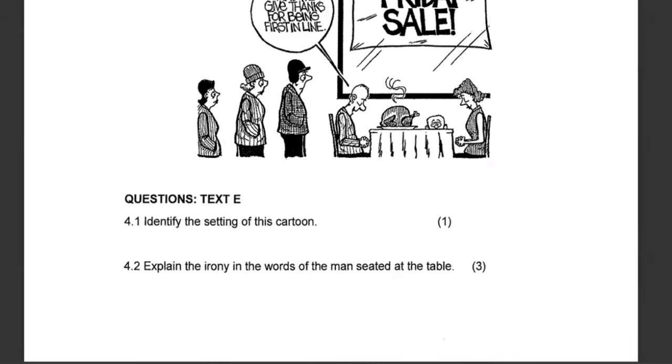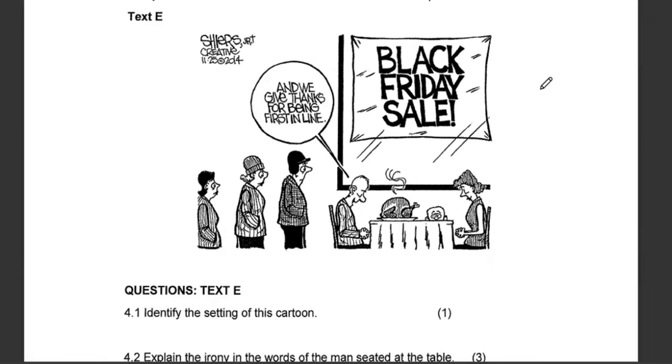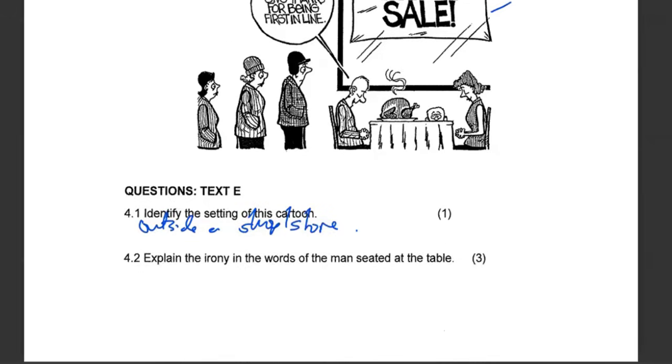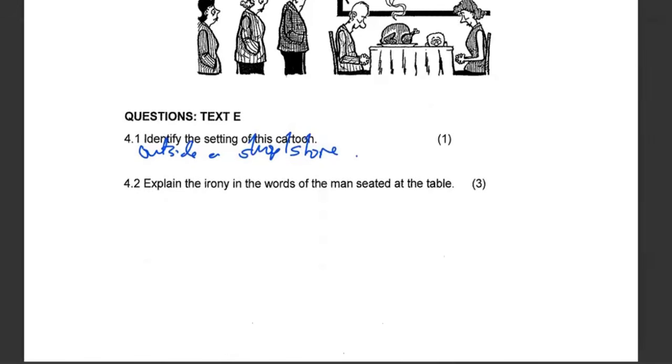I believe when we are coming in, this will be the shop, right? And these ones are outside, right? First in line. So which means it is outside a shop or a store that has not opened yet for Black Friday. Yes, people are waiting for it to open for Black Friday. They are in a queue. Explain the irony in the words of the man seated at the table.